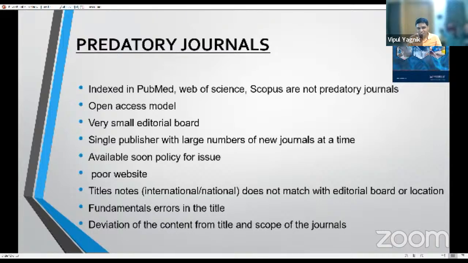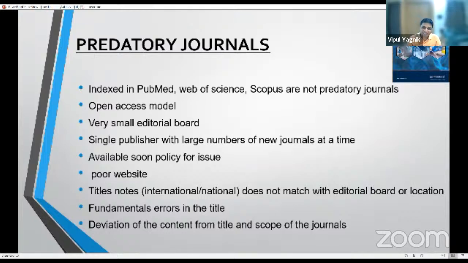Another minor criteria which gives an idea about whether a journal is predatory or not is a very small editorial board. Suppose a single publisher is coming with many new journals. Some journals mention a sole policy for the issue. If you look at the website of the journal also, you can make out poor website is an indication for predatory journal. If your title does not match with the editorial board, if your journal title is international or national, but if you look at the editorial board, all the editorial members belong to the same category.